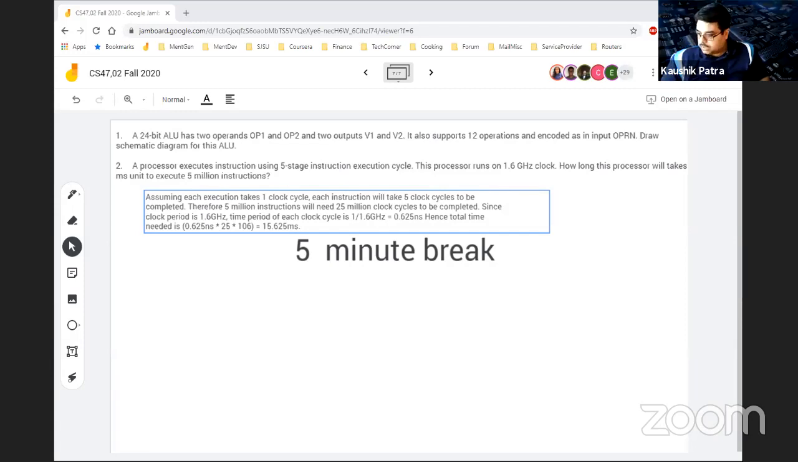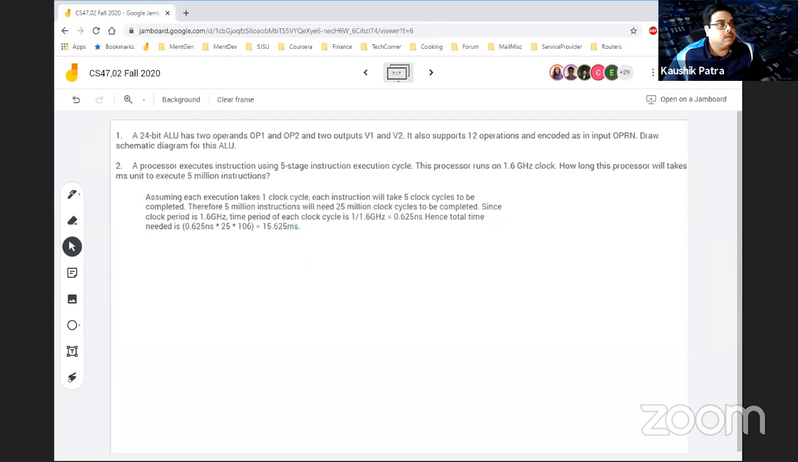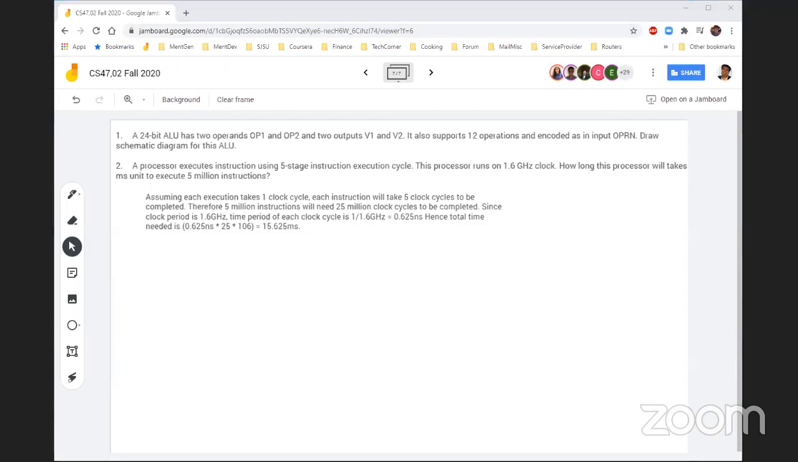Okay, let's come back from the break. I just copy-pasted the solution for number 2 onto the board. And number 1 is easy, so why don't I do that on the board? Basically, this is what needs to be done.